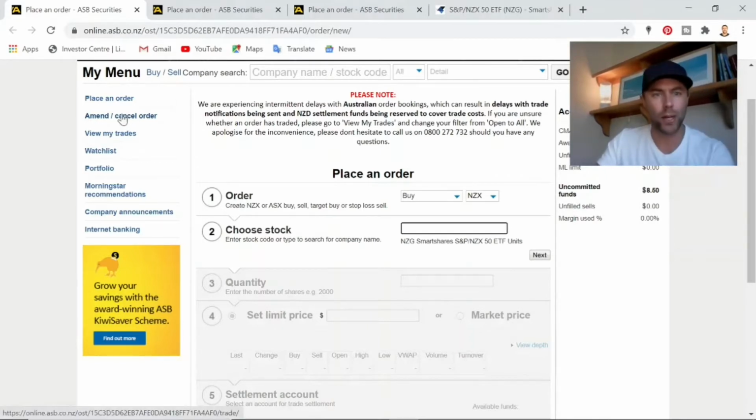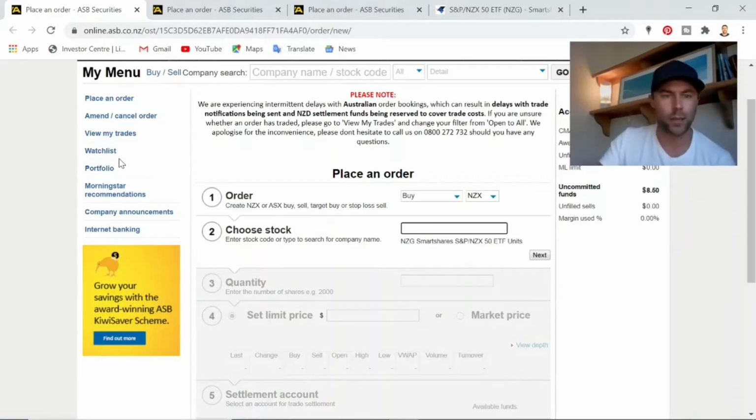So over on the left here, we have place an order, which will take us through to this screen here. Amend that order or cancel that order, if you change your mind or you want to change it or whatever it may be, then that's where you go. View your trades from previous trades, your watch list, so this is particular companies that you're looking at buying and selling, or ETFs. Portfolio, this is all the stocks that you currently hold with ASB.